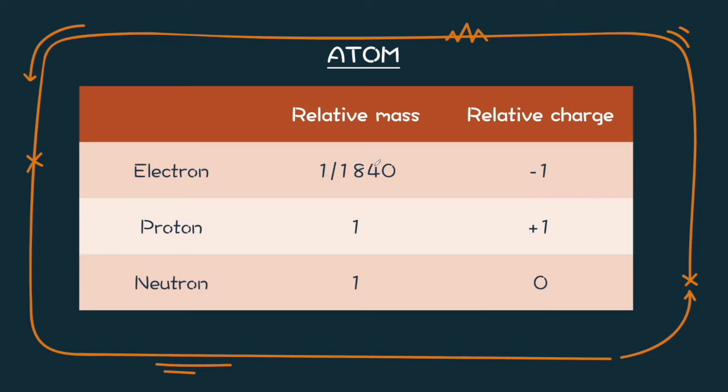Okay, and the next one is your relative charge. You need to memorize: each electron has a charge of -1, and a proton has a charge of +1. And neutron, as it is neutral, has a 0 charge.